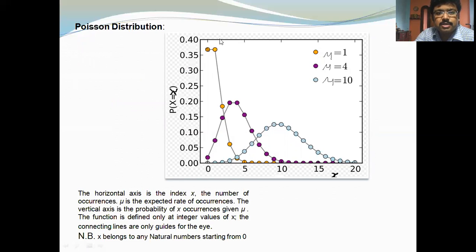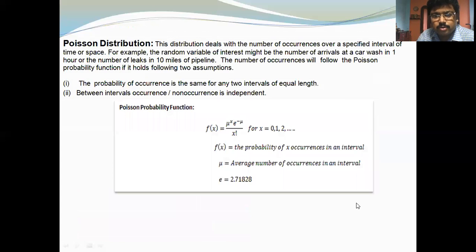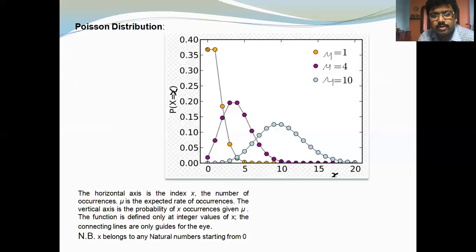Now, this is the pictorial presentation. Look, the mean, that is the average number of occurrences in an interval, is 1, 4, and 10. So depending on mu, we have 3 types of curves. It should be mentioned that the connecting lines are only guides for the eye, because it is a discrete probability distribution. You must remember it is a discrete probability distribution.